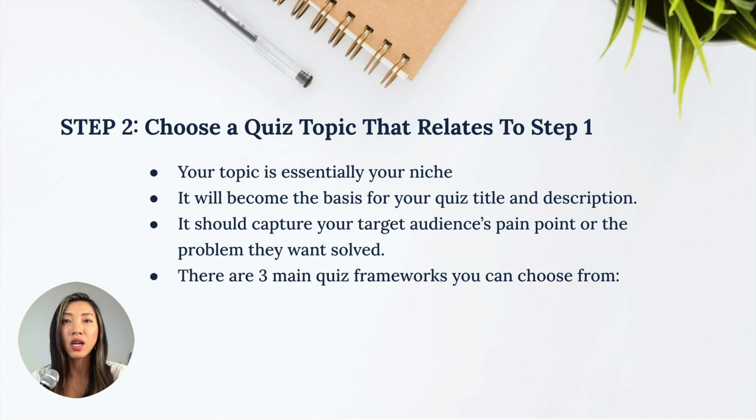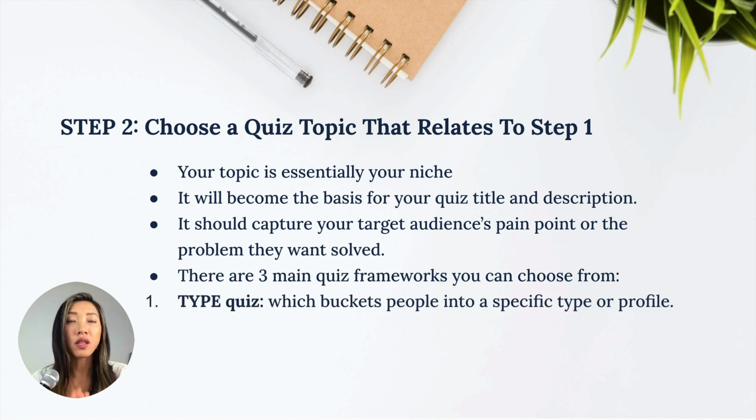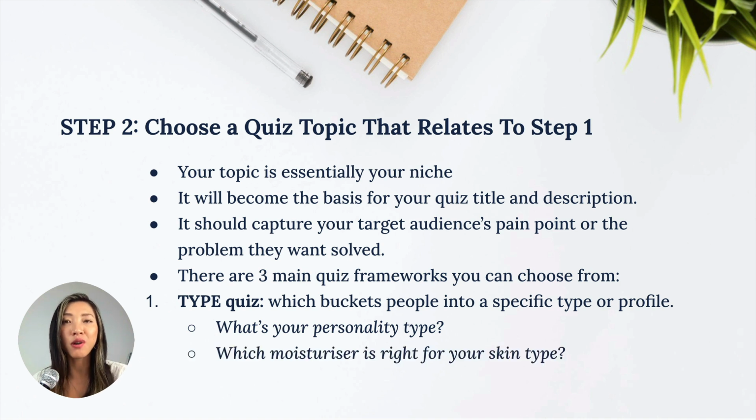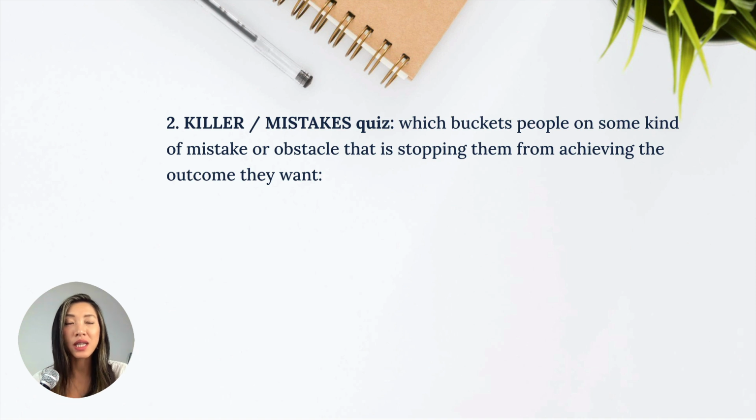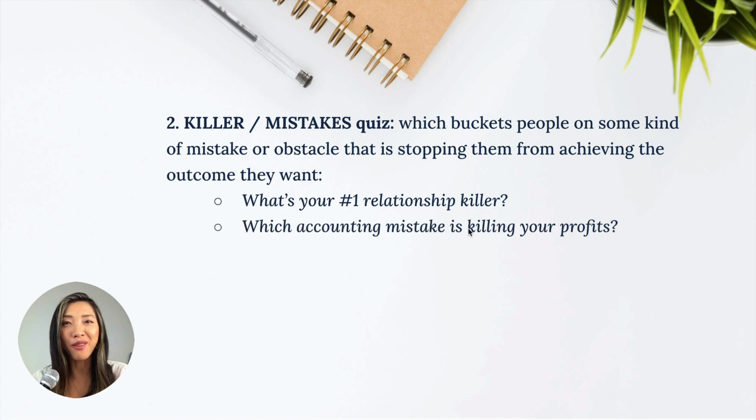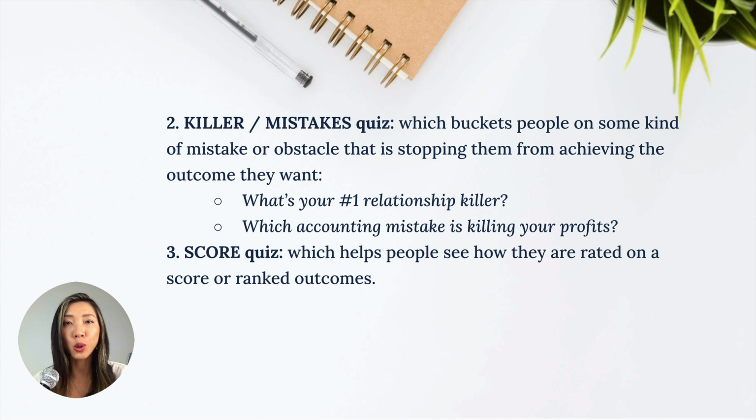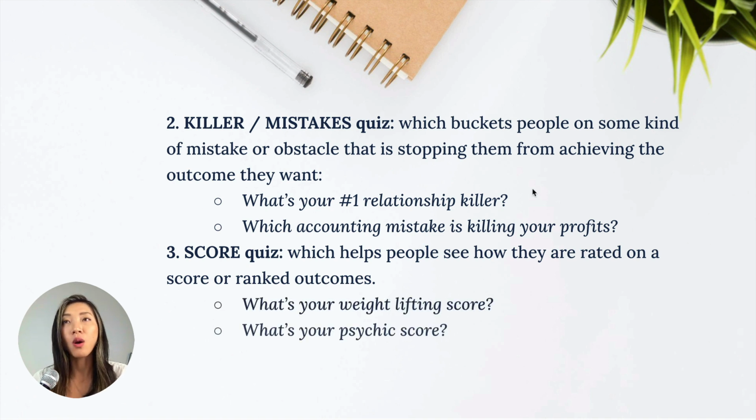So there are 3 main quiz type frameworks that you can choose from. You've got the type quiz, which buckets people into specific types or profiles. Some examples are what's your personality type, or something like which moisturizer is right for your skin type. Another quiz framework is the killer or the mistake quiz, which buckets people on some kind of mistake or obstacle that is stopping them from achieving the outcome they want. So some examples of this is what's your number 1 relationship killer, or which accounting mistakes is killing your profits. And the last quiz framework is the score quiz, which helps people see how they are rated on a score or a ranked outcome. So some examples are what's your weightlifting score and what's your psychic score.